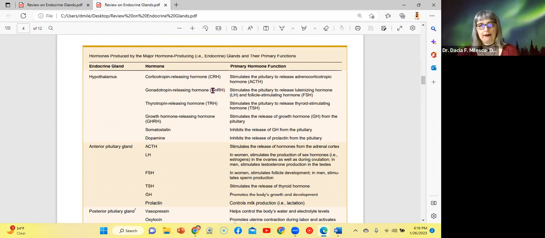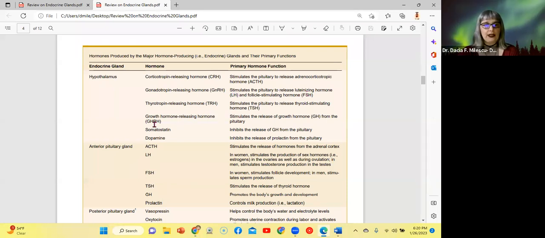GnRH is the shorthand for gonadotropin releasing hormone. GnRH is released by the hypothalamus, and it stimulates what? This one is a big one because it stimulates not one hormone in the anterior pituitary gland, but two. It stimulates LH and FSH. So GnRH is released by the hypothalamus, okay? And it's going to stimulate LH and FSH.